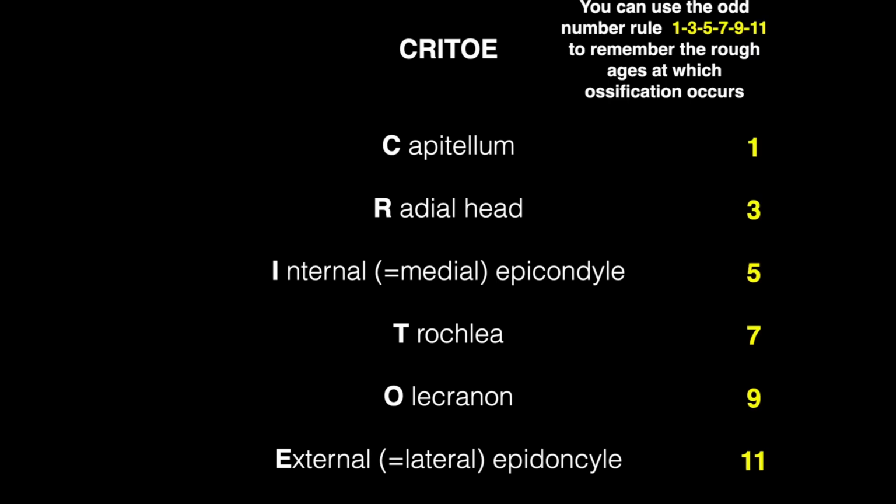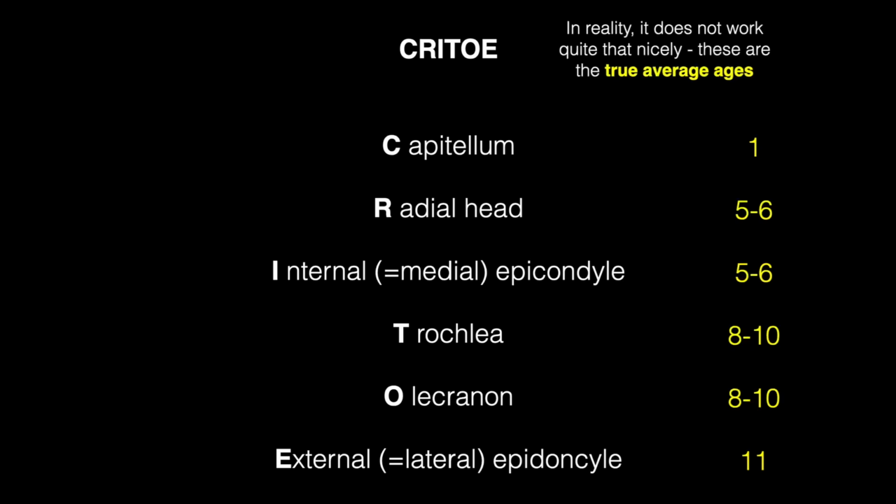One way to remember the approximate ages at which the ossification centers appear is the odd number rule. So the capitellum would ossify at age 1, radial head would ossify at age 3, internal epicondyle at 5, and so on until the final center to appear, the external epicondyle, ossifies at age 11. In reality, that's a bit simplistic and not quite accurate, and the average ages are 1 year of age for the capitellum, 5 to 6 years of age for the radial head and medial epicondyle, 8 to 10 years of age for the trochlea and olecranon, and 11 years of age for the external or lateral epicondyle.